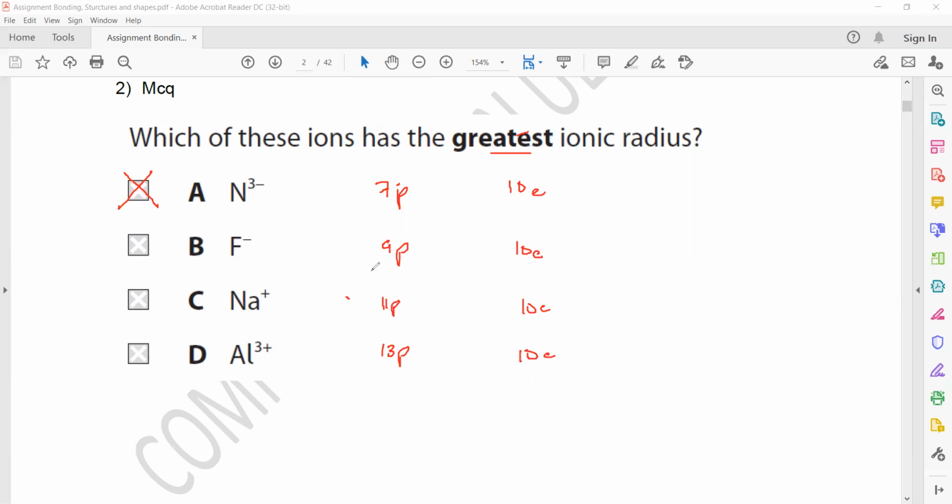And which will have the smallest ionic radius? You can see 13 protons are pulling the 10 electrons, so this will be the smallest ionic radius, and this will be the largest or greatest ionic radius.